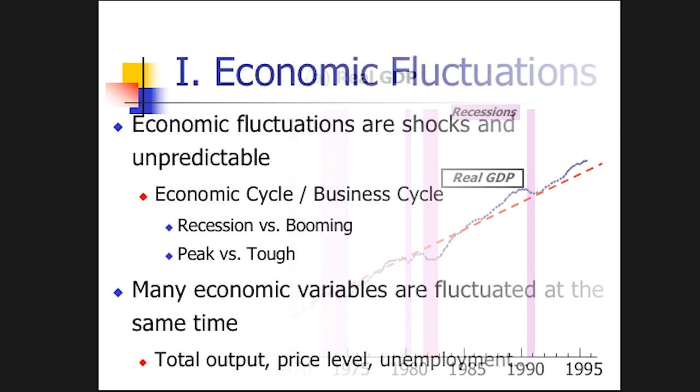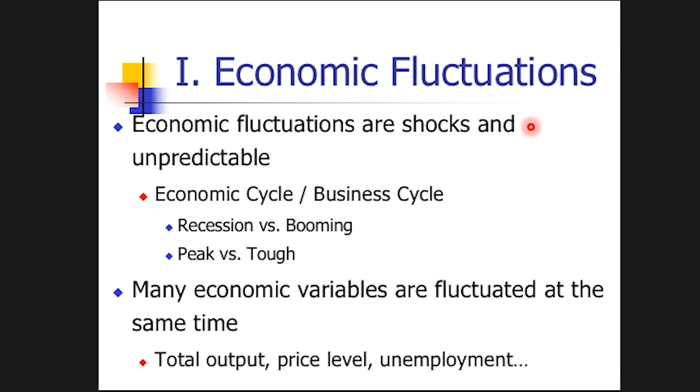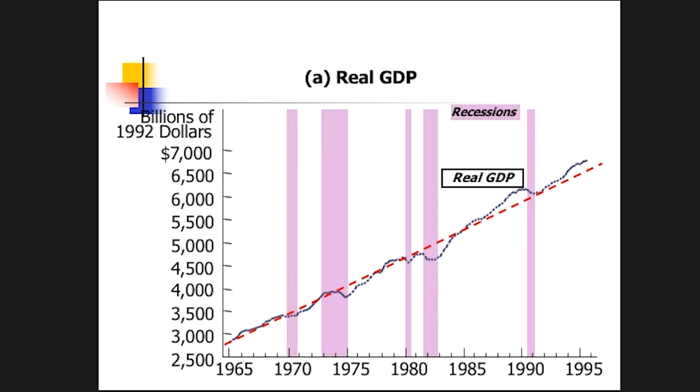The short-run fluctuations are short and unpredictable. So when you look at this graph, you can see that sometimes two recessions are very close, and sometimes two recessions are very far apart. So it is unpredictable.